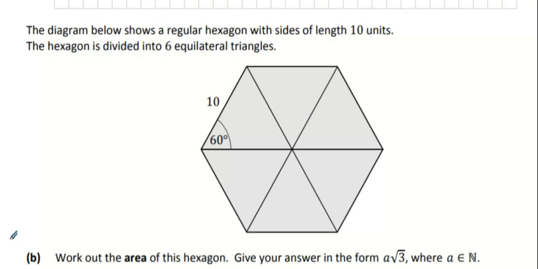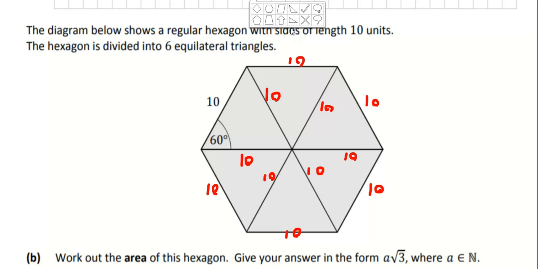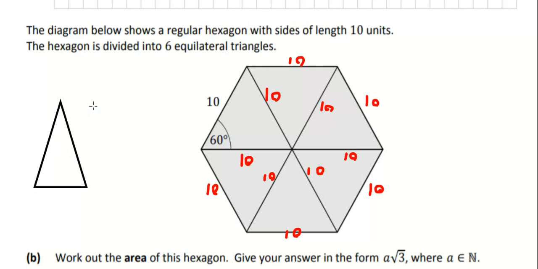The diagram below shows a regular hexagon with sides of length 10 units. The hexagon is divided into 6 equilateral triangles. Great thing about equilateral triangles is that this means everything here is a 10, no matter what way we look at it. Now, the great thing about isosceles and equilateral triangles is that you can sort of cut them in half. I'll show you what I mean in a second. Here's an isosceles triangle. Let's say, for argument's sake, this isosceles triangle is 10, 10, and 6. You can drop a perpendicular line straight through the middle and cut that into 3. And then you can find the perpendicular height really quickly. And equilateral triangles are no different.